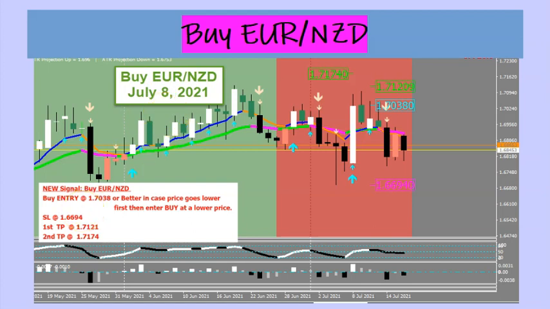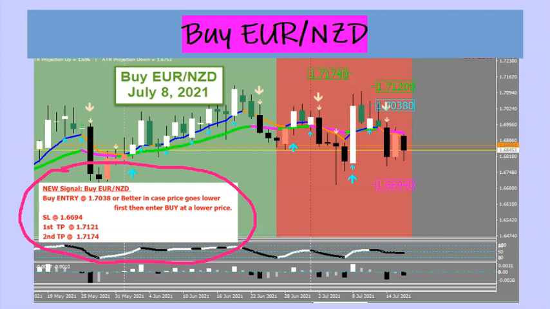You can see right here, here is the email I sent out, guys. Take a look right here. These are part of my instructions, and you've got to follow them. I do give you a buy entry. In this case, it was buy at 1.7038. You can see that right here.